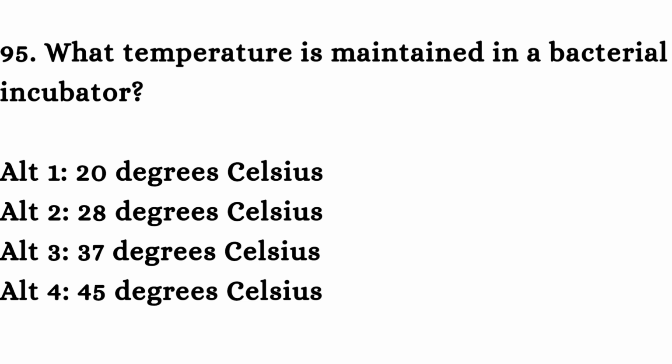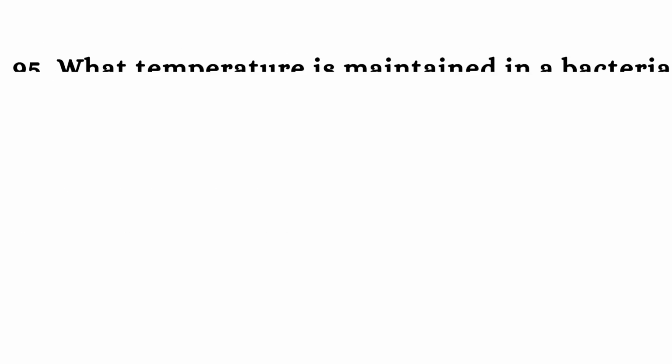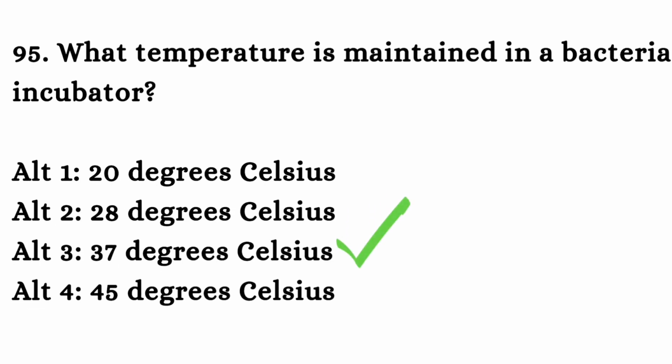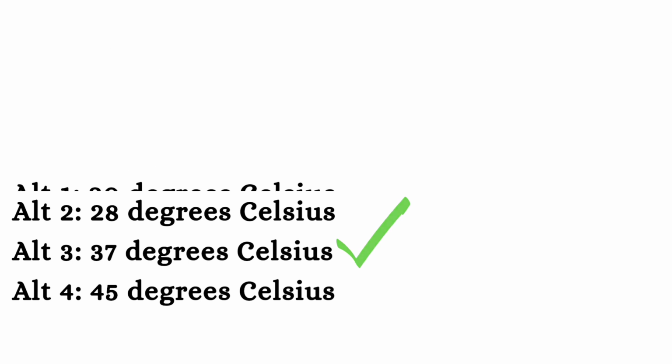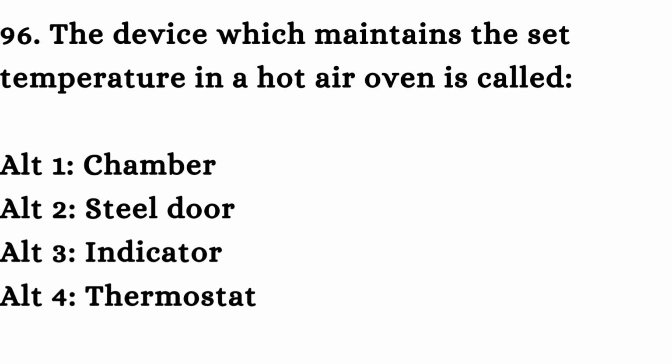Next question. What temperature is maintained in a bacterial incubator? Option 1 20 degrees Celsius, option 2 28 degrees Celsius, option 3 37 degrees Celsius, option 4 45 degrees Celsius. The right answer is option 3, 37 degrees Celsius, because almost all bacteria are grown at 37 degrees Celsius. So the incubator is maintained at the same temperature.